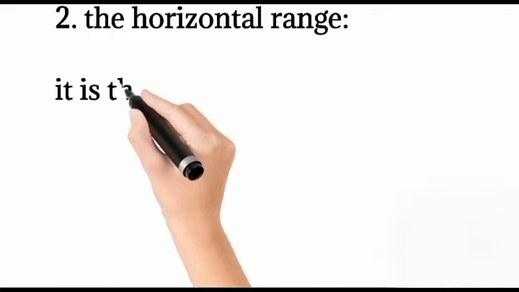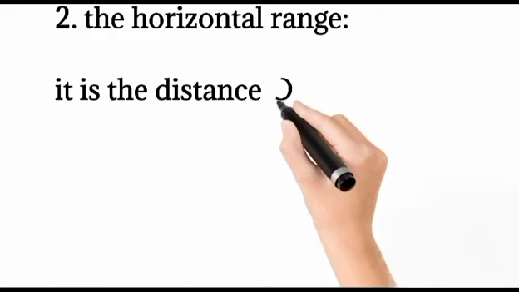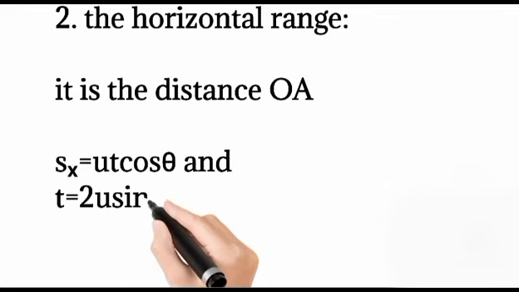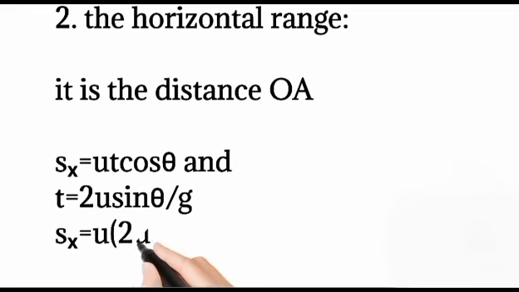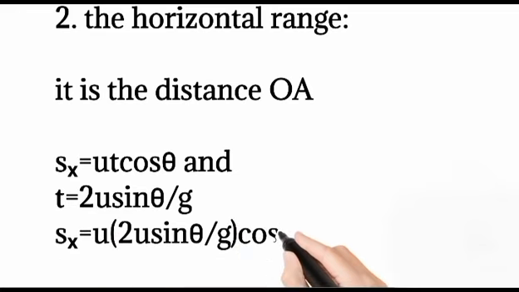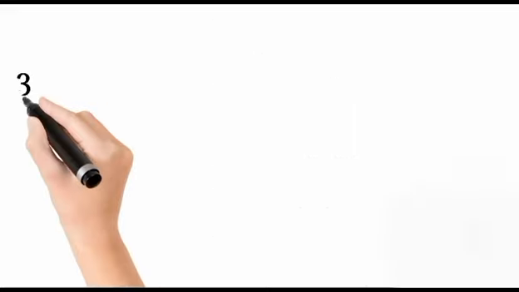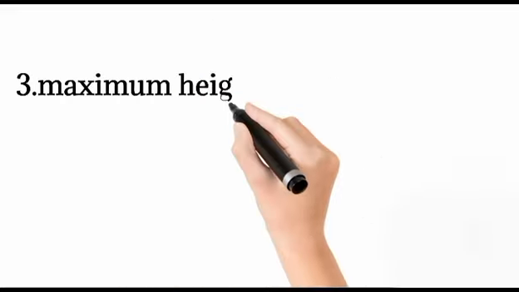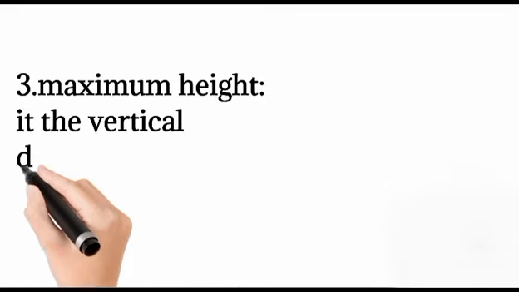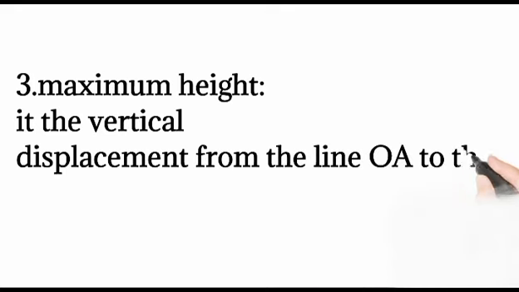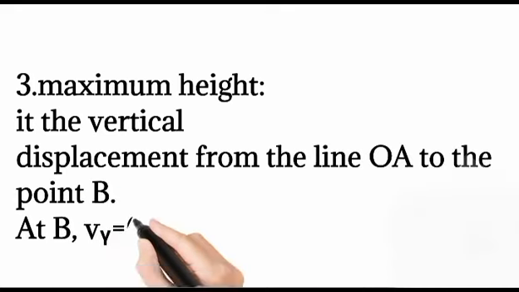The second, the horizontal range, is the distance OA. Sx equals ut cos theta and t equals 2u sin theta all on g. Substituting t in Sx and simplifying following arithmetic rules gives the horizontal range as u squared sin 2 theta on g. The maximum height is the vertical displacement from the line OA to the point B.